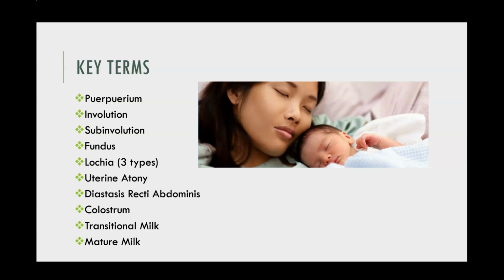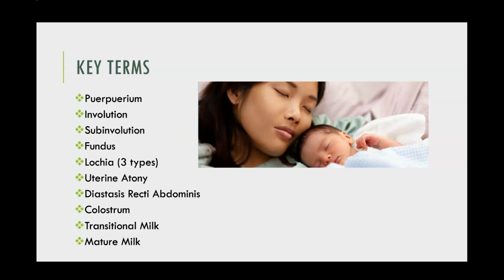Lochia, we have three types. We have rubra, serosa, and alba. Uterine atony is just a term for what happens when your uterus does not contract in the postpartum period. It becomes atonic. It is boggy, and that will put your patient at risk for postpartum hemorrhage.